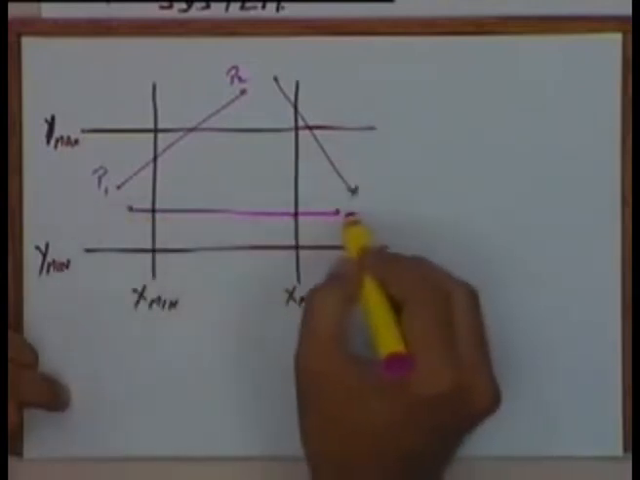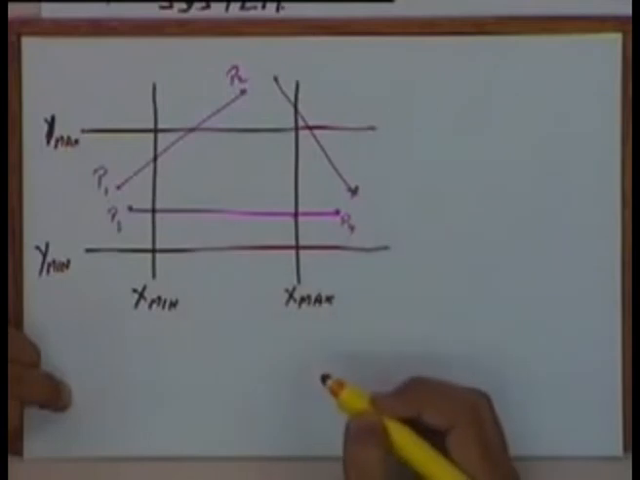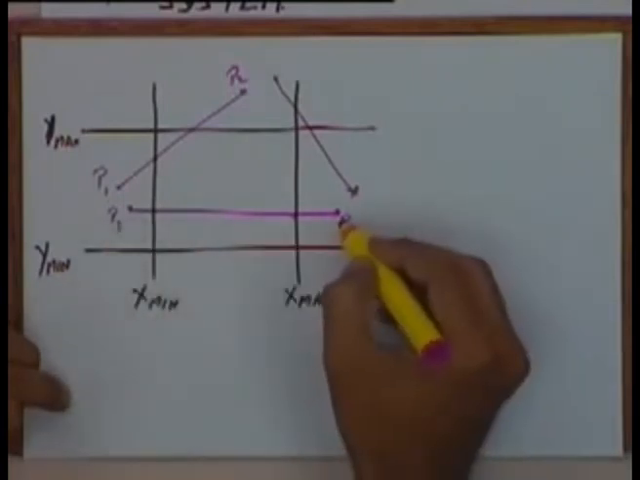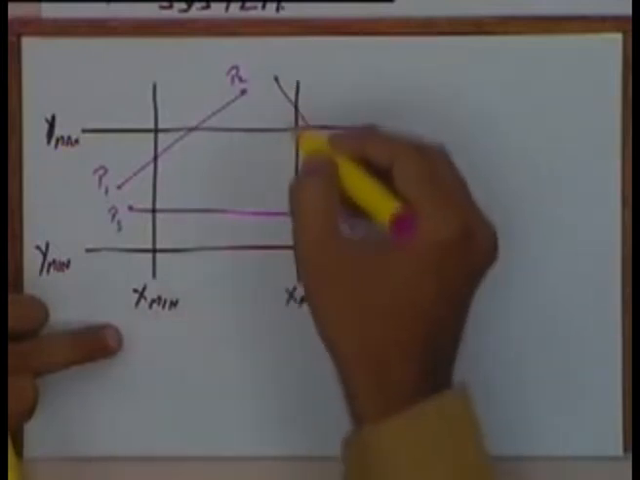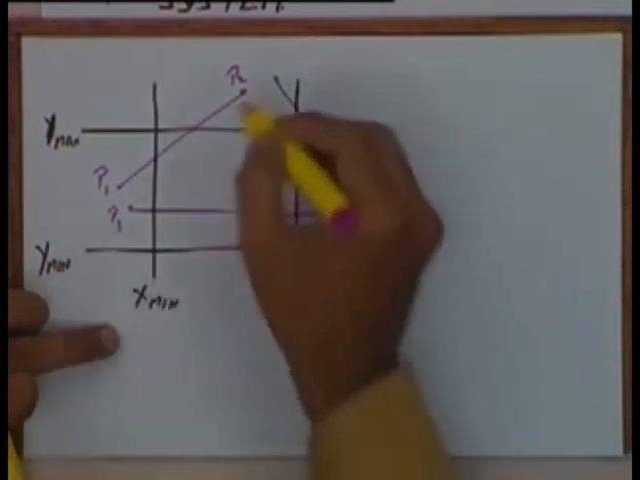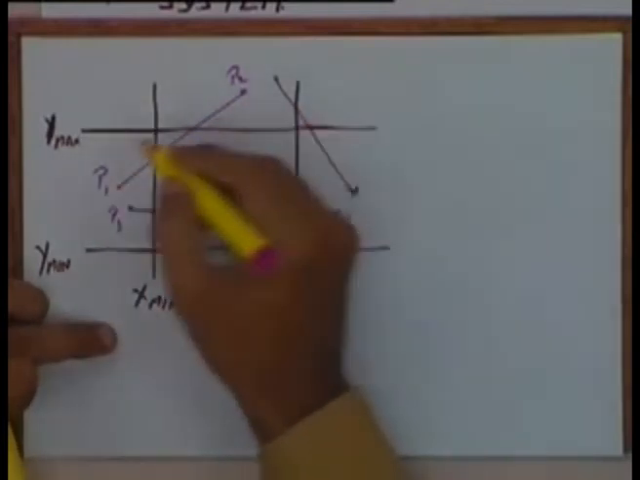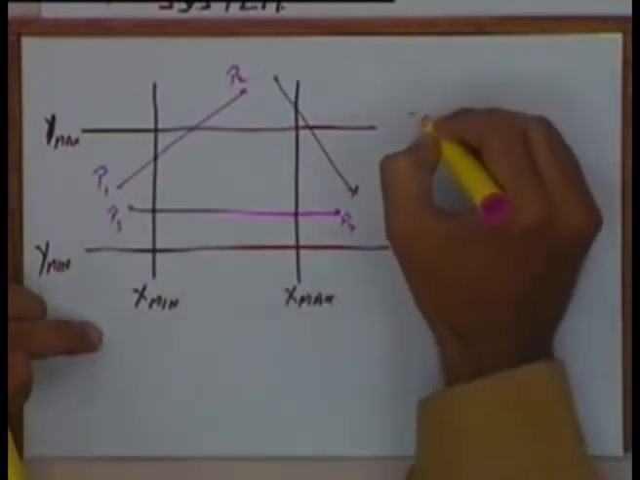For this line, let us say this is P3 and this is P4. For the line P3 P4, we will have to find out the intersection with the line x equal to x min and x equal to x max. So we have to find all these intersections, and it is very important that all this be done as efficiently as possible.